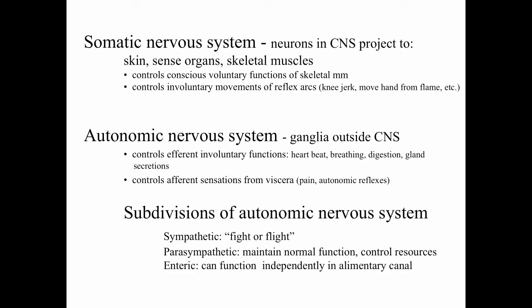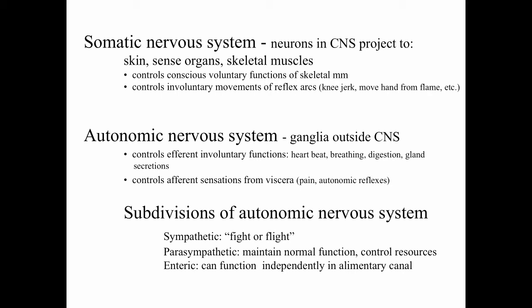We can talk about subdivisions of the autonomic nervous system. We're not going to make a big deal about them in this course because you will study them to some extent in physiology and to a much greater extent next year in neurobiology. But we talk about the subdivisions of the autonomic nervous system as the sympathetic subdivision, the parasympathetic, and the enteric subdivisions of the autonomic nervous system. As you probably have some knowledge, the sympathetic nervous system is involved in the fight or flight reflex. The parasympathetic division of the autonomic nervous system controls and maintains normal bodily function, so essentially regulates homeostasis, maybe like to control resources.